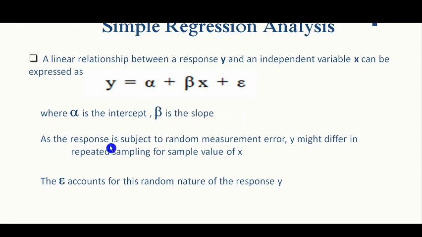As the response is subject to random measurement error, y might differ in repeated sampling for a sample value of x. That means for the same value of x, if you are observing again, you may not get the same value of y because of this epsilon. The epsilon accounts for this random nature of the response y.